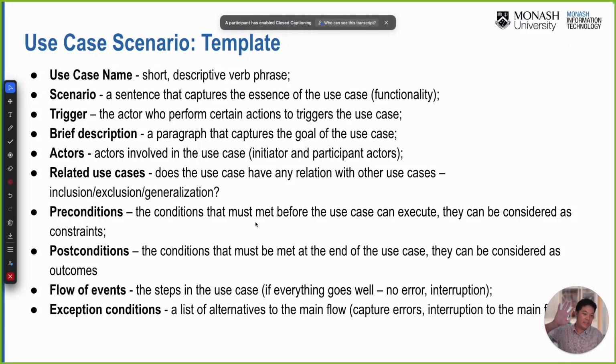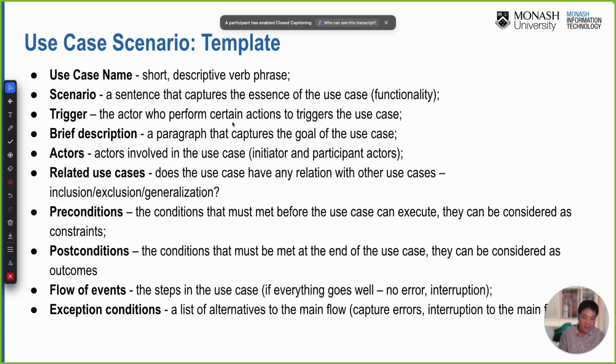This is a template, a general template. We need to write what is the use case, purchase the train ticket. Scenario: we need to describe what is the scenario. Who will trigger this use case scenario? The actor who performs certain actions to trigger this use case, who triggers it, right? You can provide a brief description of this use case scenario as well.